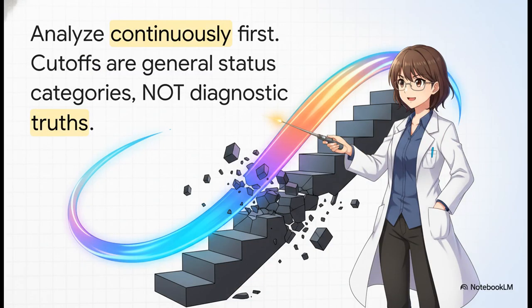You have to analyze your data continuously first, ideally per 10 nanomoles per liter. Current Endocrine Society guidelines just don't establish outcome-specific thresholds for joint health. So researchers really shouldn't be making claims that hitting exactly 30 nanograms per milliliter is inherently osteoarthritis protective. These cutoffs are general status categories, guys. They aren't diagnostic truths for OA.